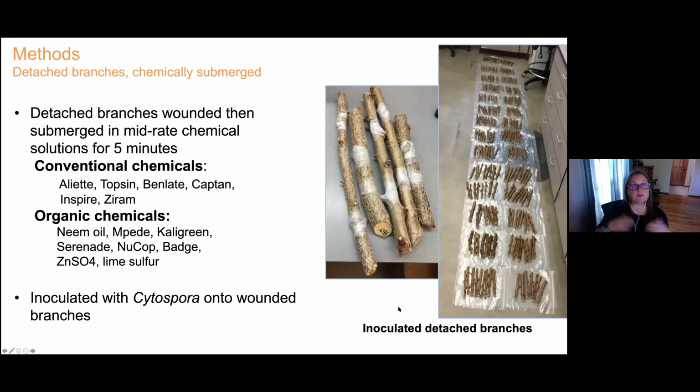And then what we did was move to this detached branch assay, where we took the branches, dipped them in chemicals for 5 minutes, took them out, and then inoculated the branches with Cytospora. Here you can see the wound, which we wrapped with parafilm to allow the pathogen to grow. And we used all of the chemicals that were effective in the Petri plate assay.